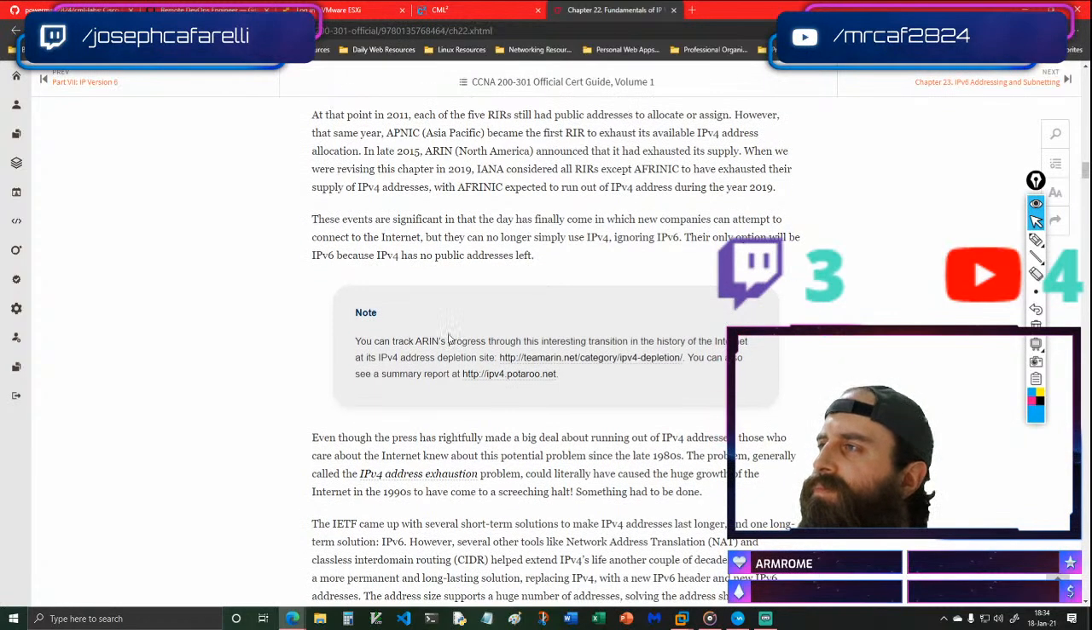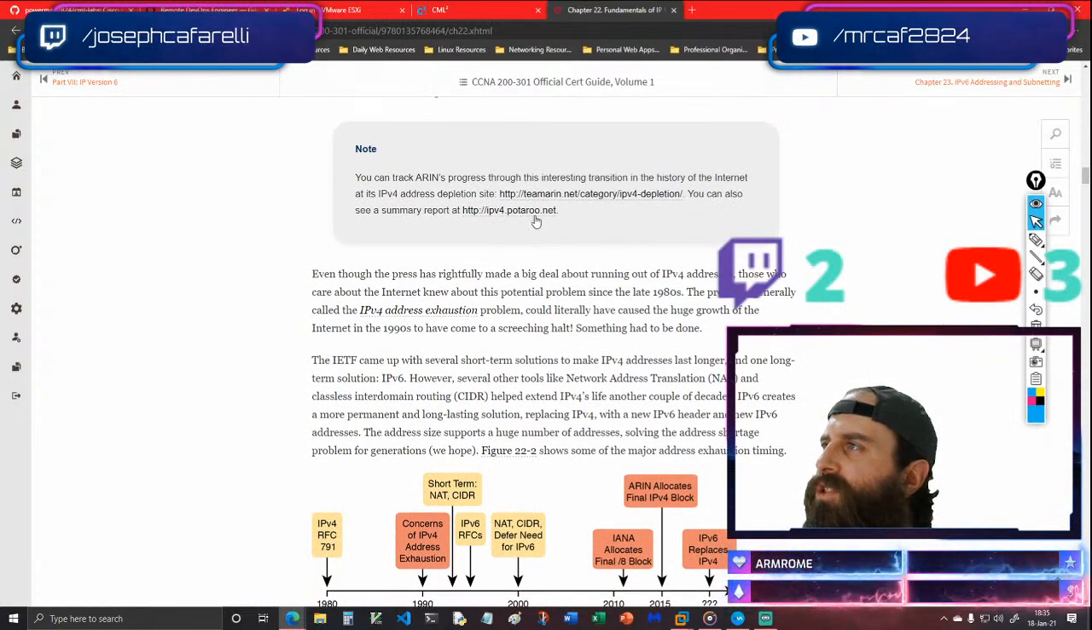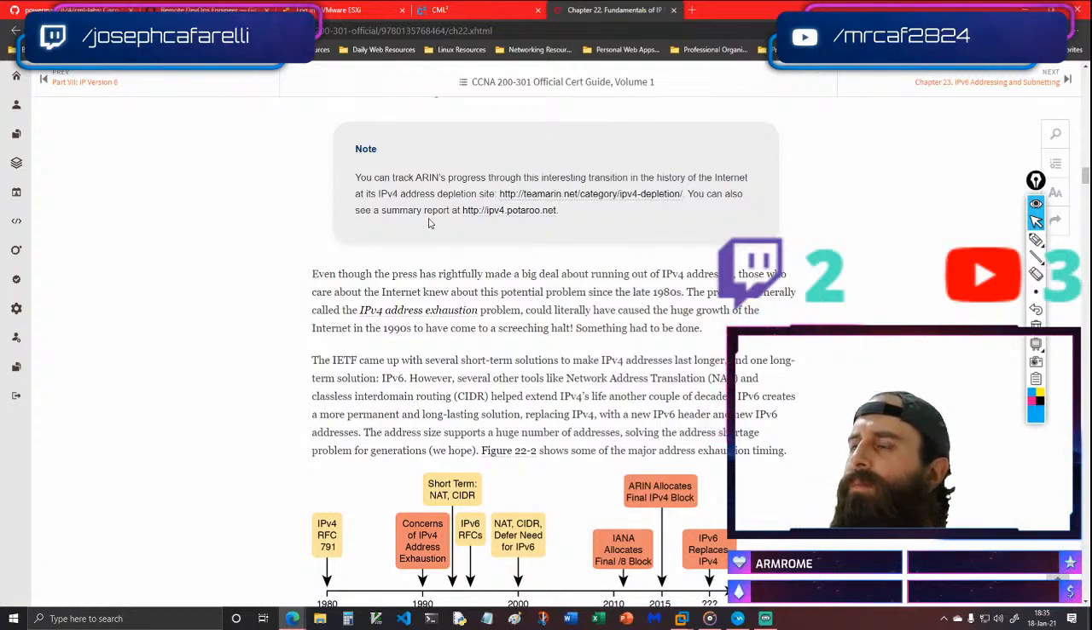You can track the progress of the RIRs through this interesting transition in the history of the internet at its IPv4 site. So that's just the website there, guys, that you can look into the history of IPv version 4.